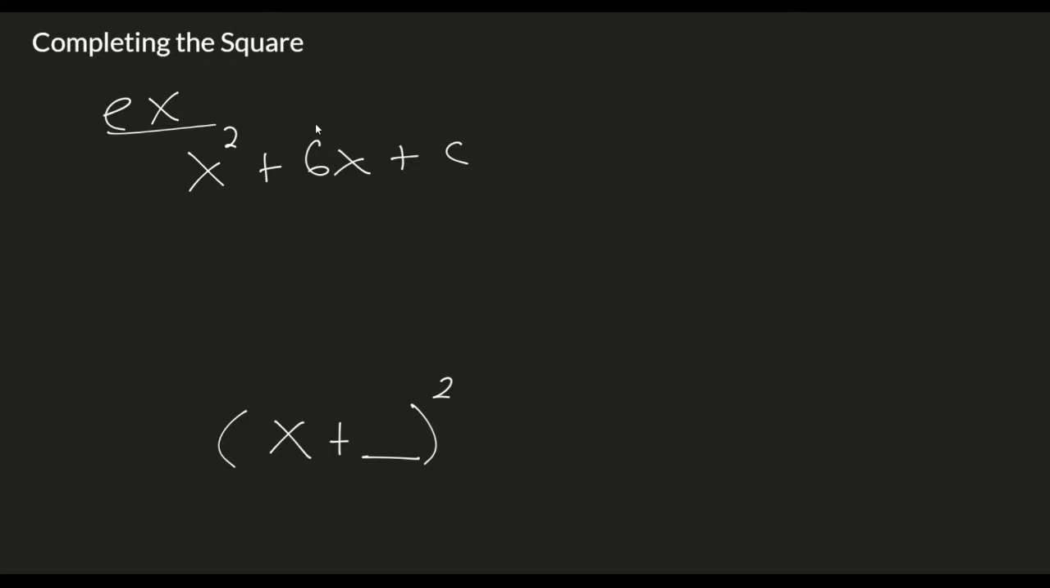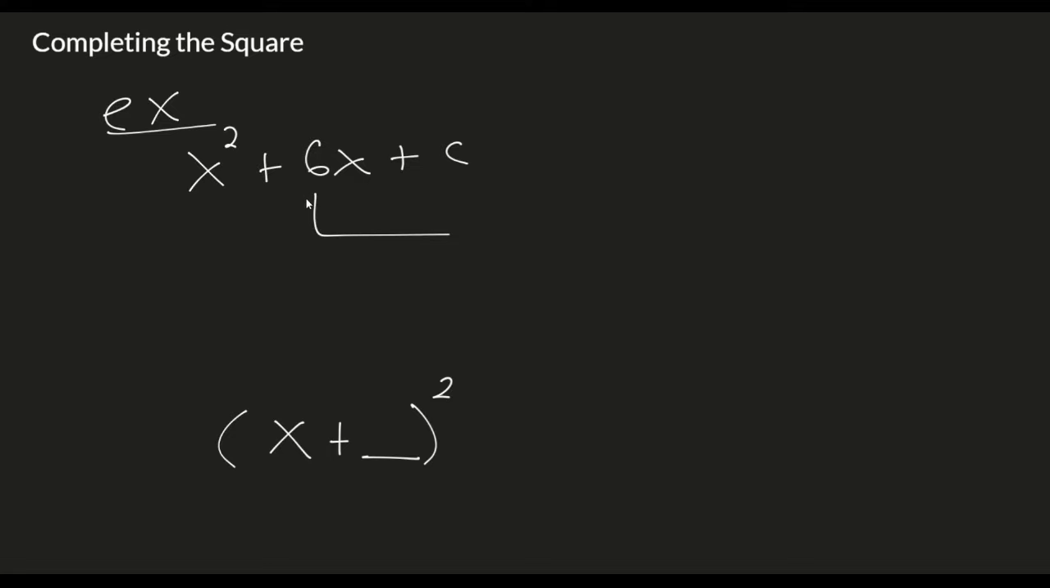For our first example, suppose we have the expression x squared plus 6x and we're asked to complete the square. That is, add on a third value, a c value, some constant, such that we can eventually factor this into an expression of the form x plus a number squared. So how do we do this?